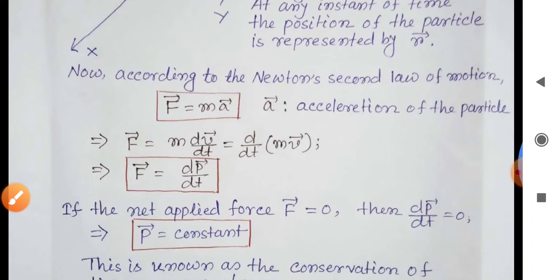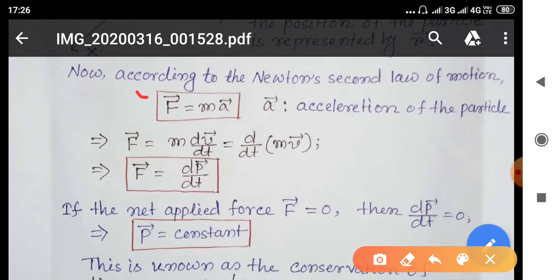Now we can rearrange the first equation, and F = m dv/dt. As we know, the acceleration is nothing but the rate of change of velocity, and we could rearrange this term as d/dt of (mv). We can take m inside the parenthesis because classically m is a constant quantity, which is the mass of the object.